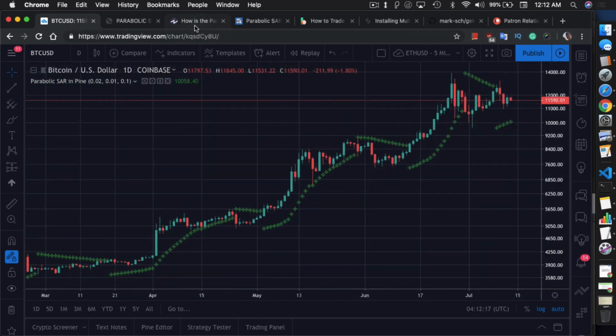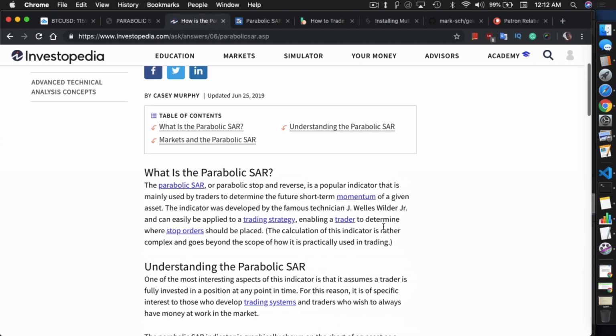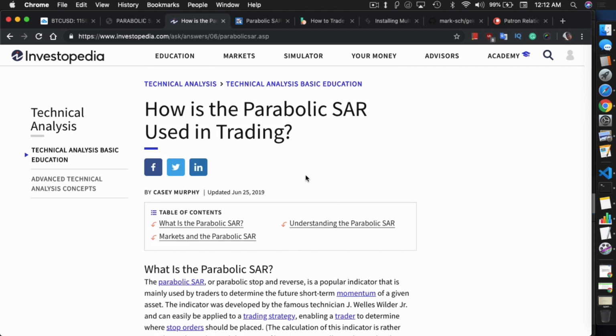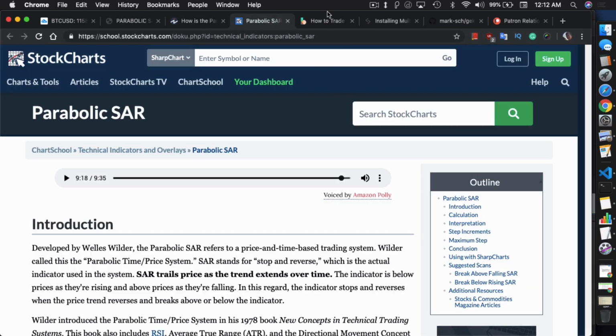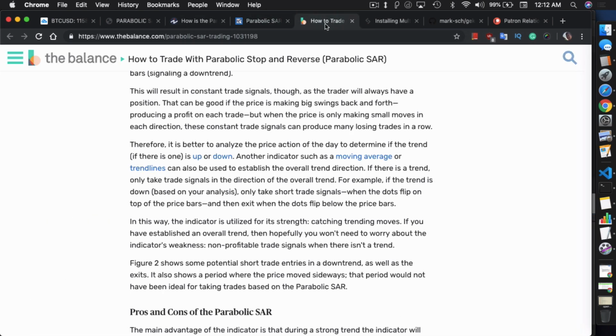Now there's quite a bit of reading you have to do if you want to understand the Parabolic SAR. The gist of it is very simple, but I would definitely recommend reading the articles from Investopedia, from Stock Charts, and I found this one from The Balance, so you should read them all, I would suggest. And I'll probably go over a little bit of one or two of these articles because of how they pair certain indicators with the Parabolic SAR.